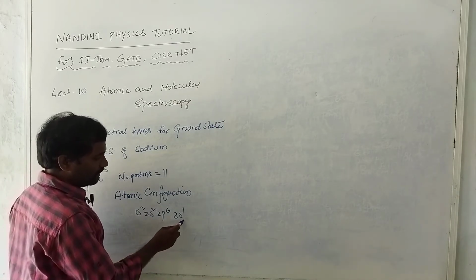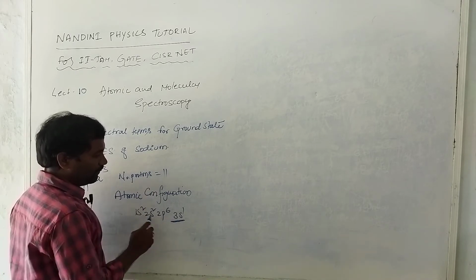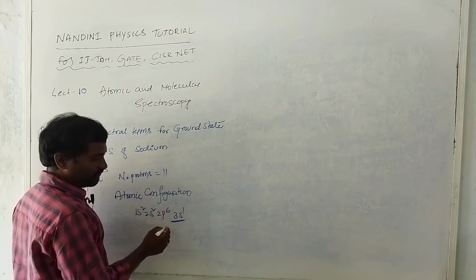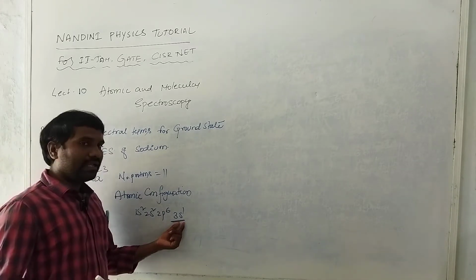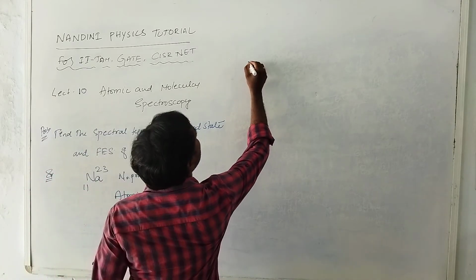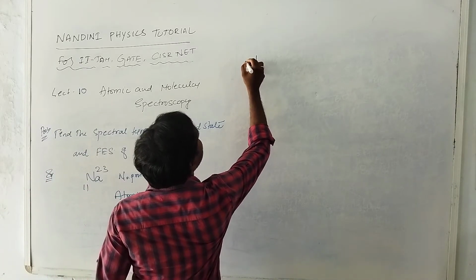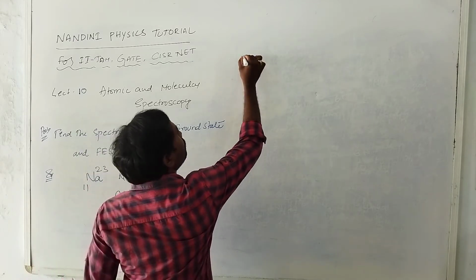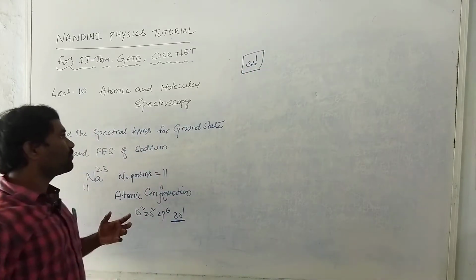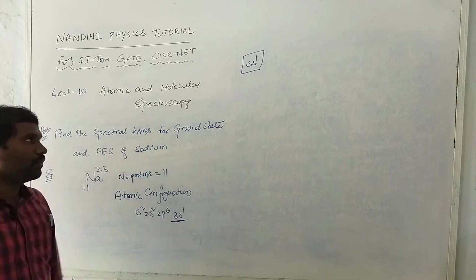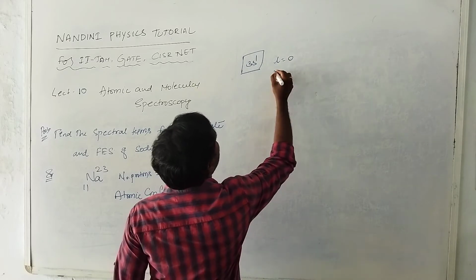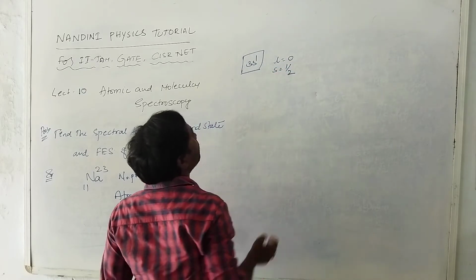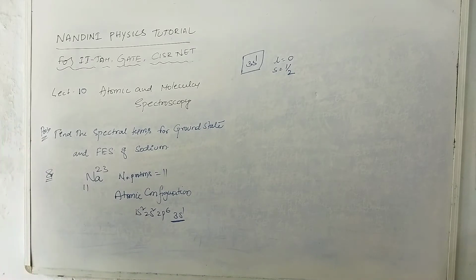Take this as the ground state, because the first excited state will be shifted. So this is the ground state. The last state obtained is an S state, so this is the 3s1 state. Using this state, I explain the spectral term. What is the L value? L is 0 because it is an S state, and spin S is equal to half.